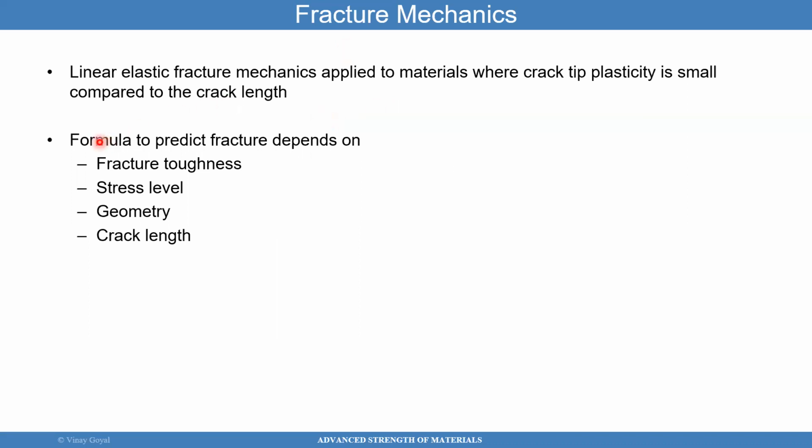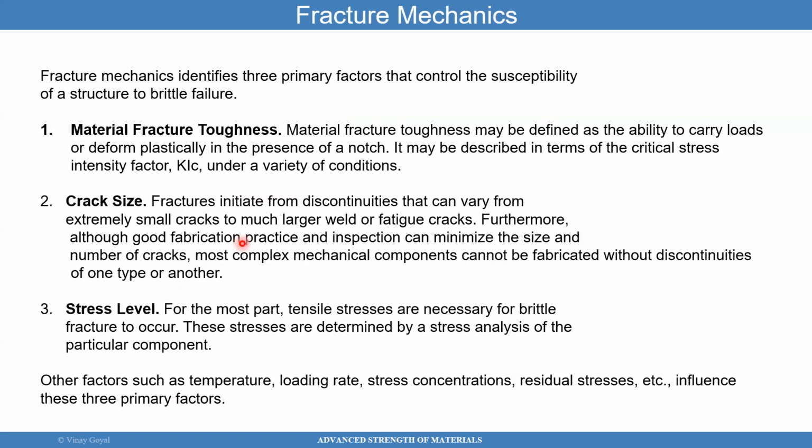So the formula to predict fracture depends on the fracture toughness, stress level, geometry, and crack length. Material fracture toughness can be defined as the ability to carry loads, and it can be described in terms of the stress intensity factor. That can be measured through a test, and it's a material property. Crack size: a fracture initiates from discontinuities that can vary from extremely small cracks to much larger welds or fatigue cracks.